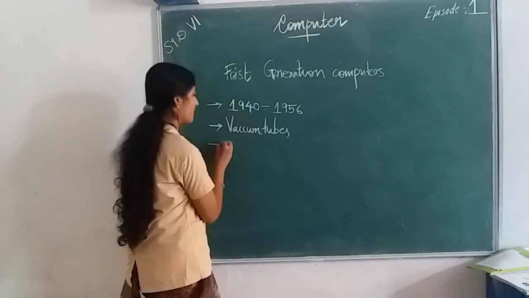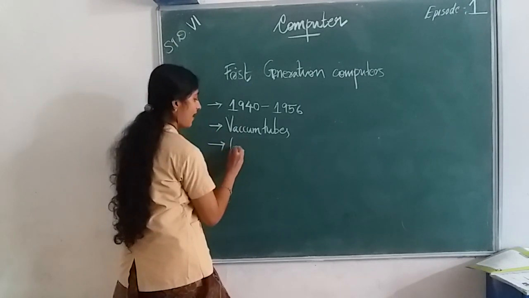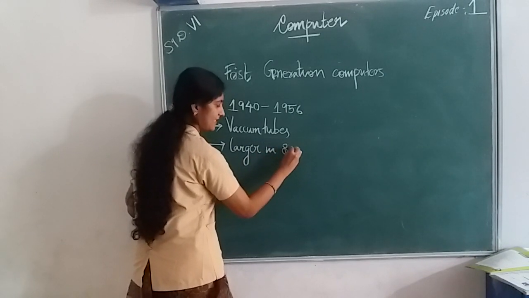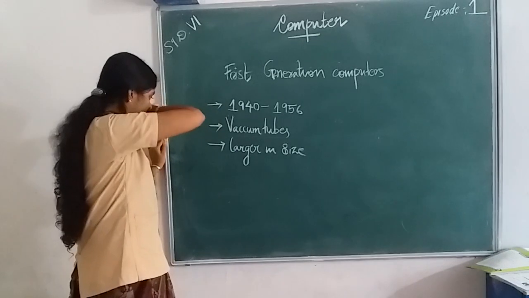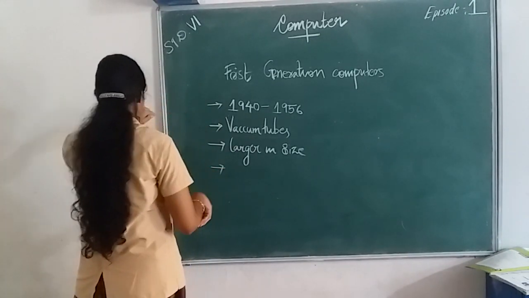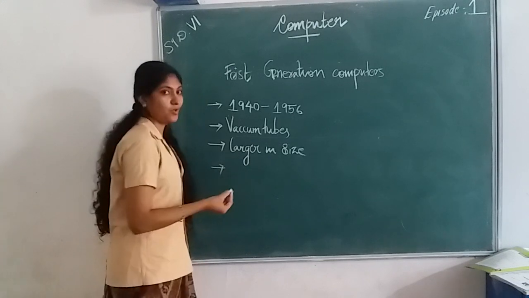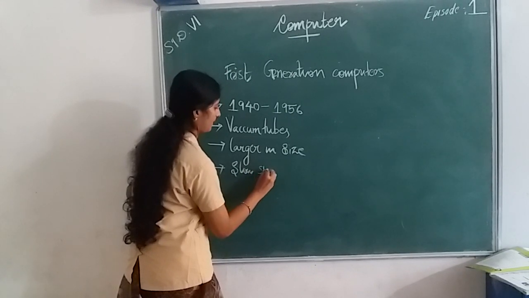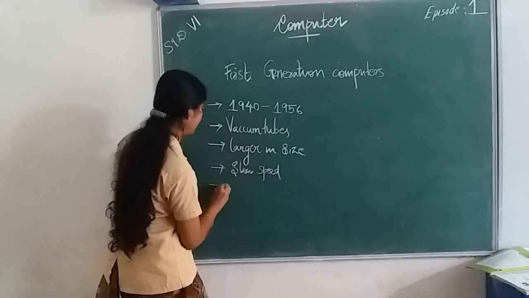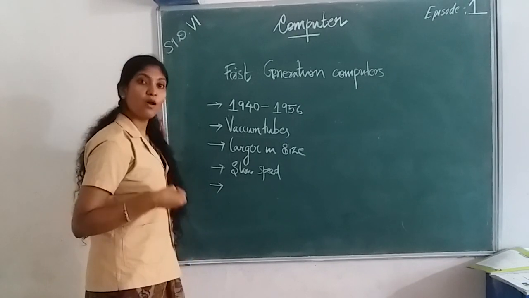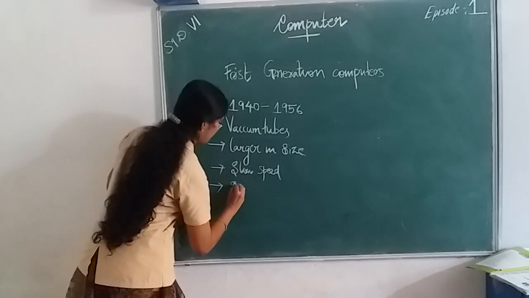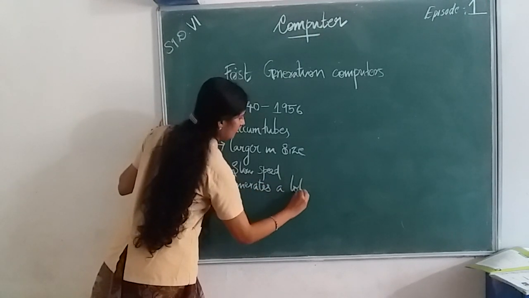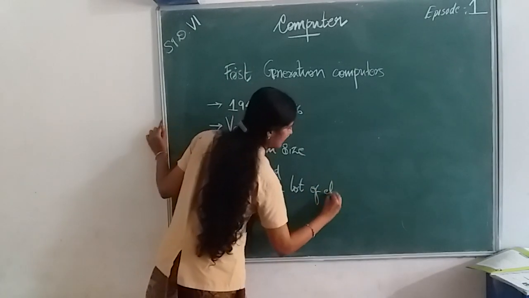Okay, so what are the properties of vacuum tubes? It is larger in size. Next one, performance is very low, means slow. It is slow speed. And finally, generates a lot of electricity.